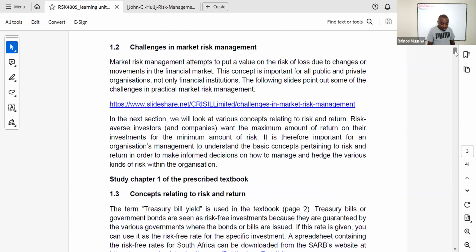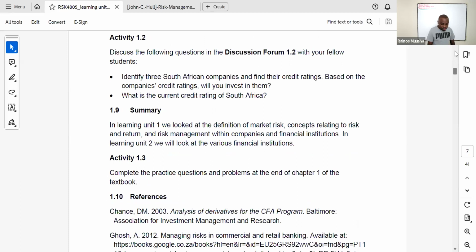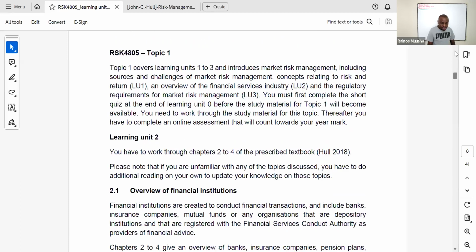Then moving on to learning unit 2, you see that learning unit 2 covers chapters 2 to 4 of the textbook. So please bear that in mind as you go through. I would always strongly recommend that when you are covering the material in the textbook, always refer to your study guide, because the study guide tells you exactly which chapters are relevant for the next learning unit.